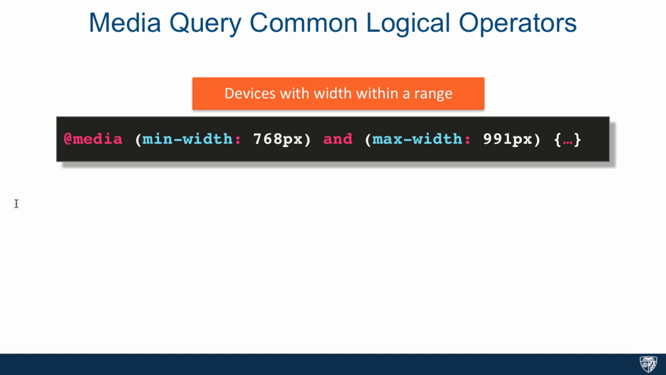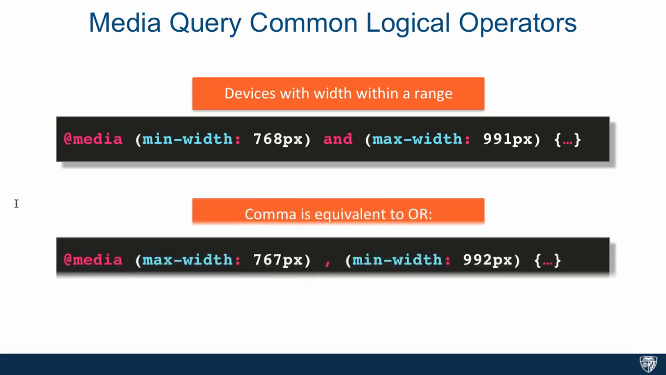As an example, here's a code snippet that targets a width range. Here you see we're targeting any device that falls within the range of its width being anywhere from 768 pixels until 991 pixels. If the device has a width that is smaller than that or larger than that, the styles applied within this media query will not apply.